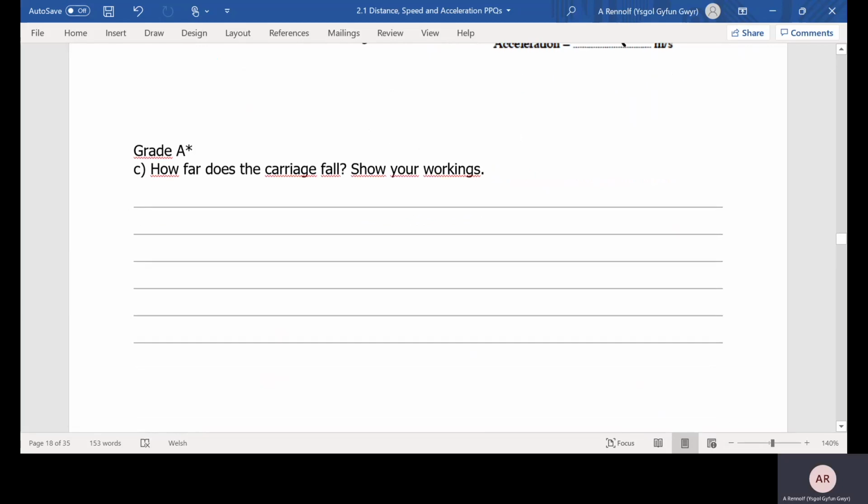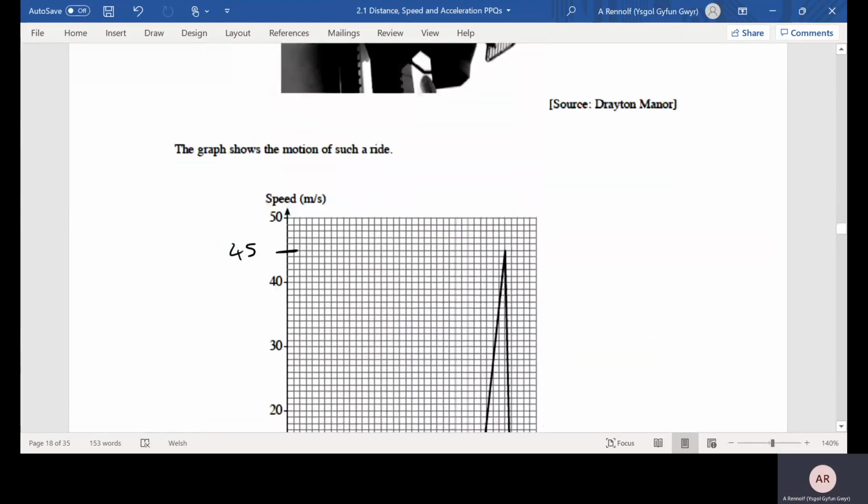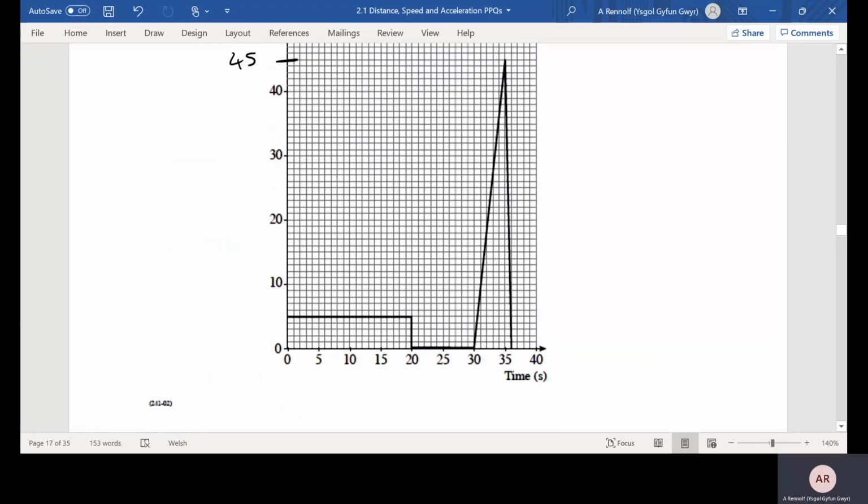This question's been added in then. How far does the carriage fall? Show your workings. So again, if we want to work out distance, like we saw in the previous question, we need to work out what the area under this triangle is. And we want to work out the area for the whole 36 seconds there, because although the carriage is decelerating from 35 to 36 seconds in this little sliver, although it's decelerating, it's still traveling downwards.